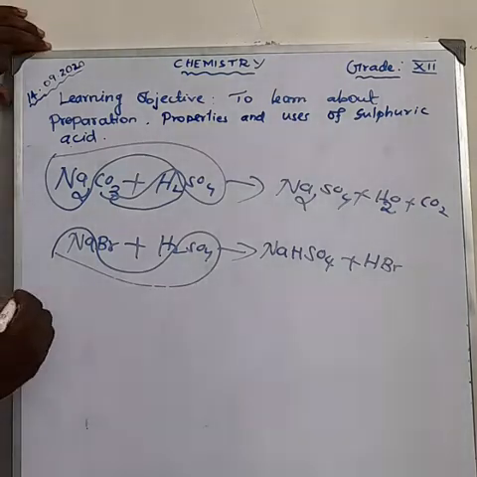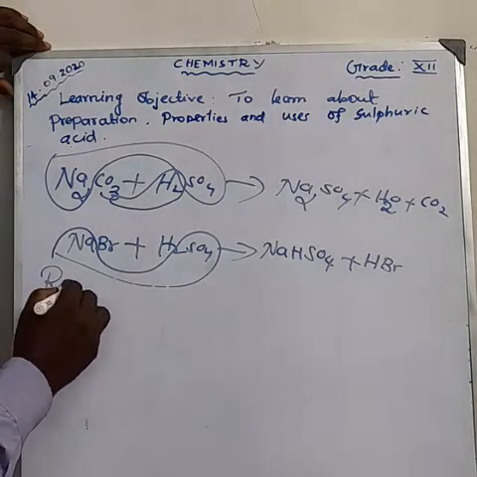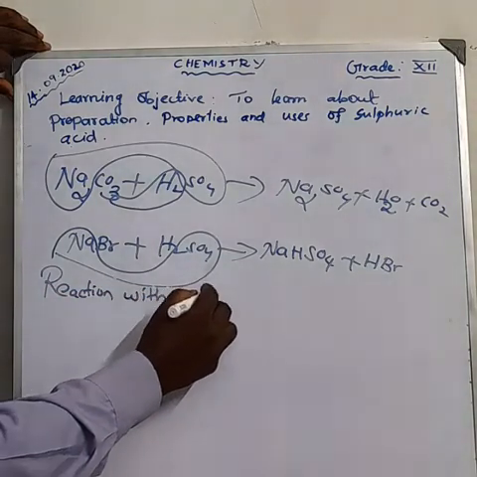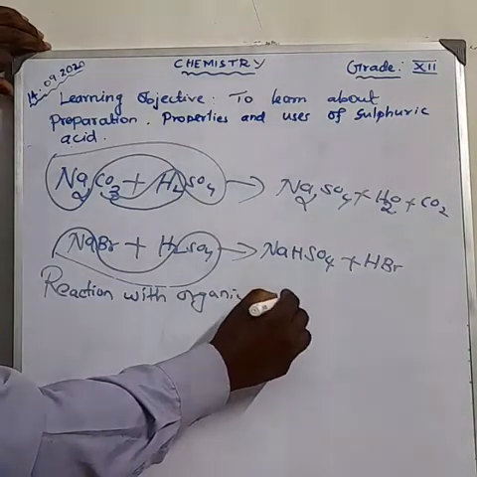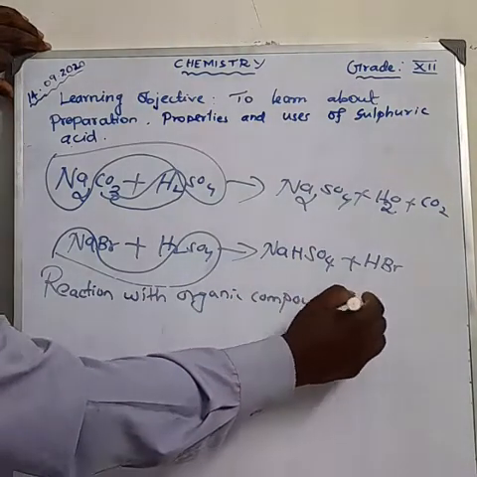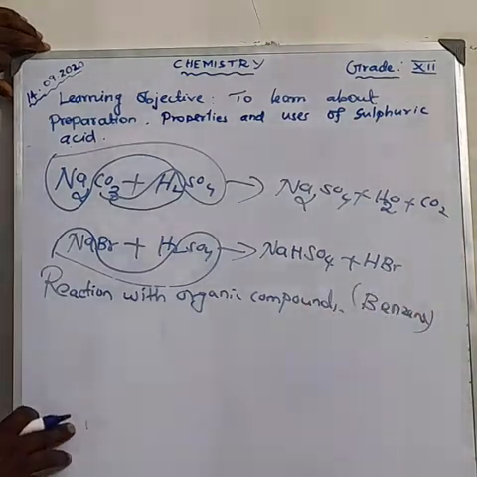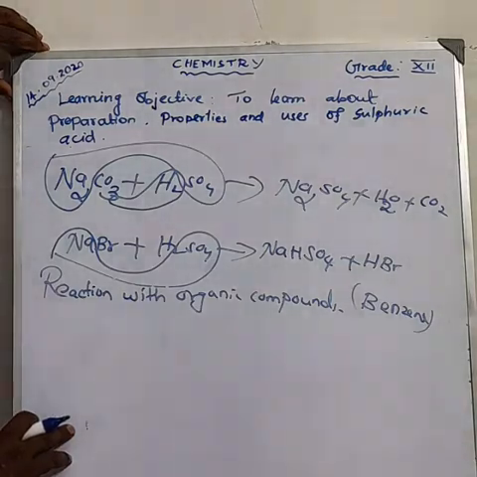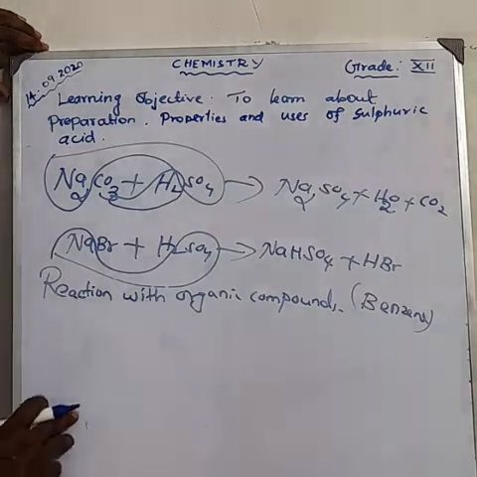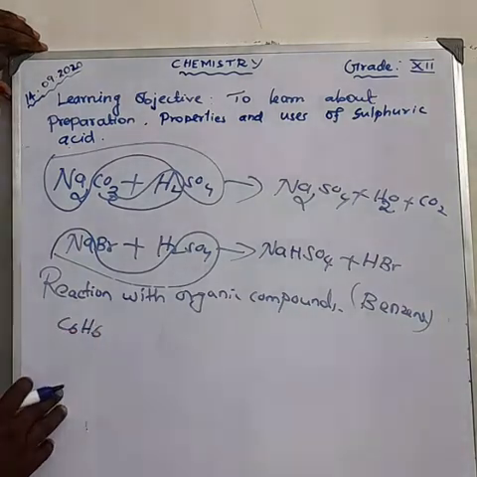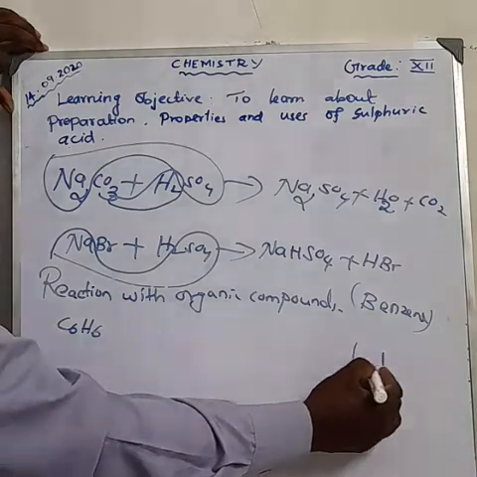Next, reaction with organic compounds. Here we are taking the hydrocarbon benzene. Benzene reacts with sulfuric acid, and we get benzene sulfonic acid. What is the formula for benzene? C6H6. This is the structural form of benzene.